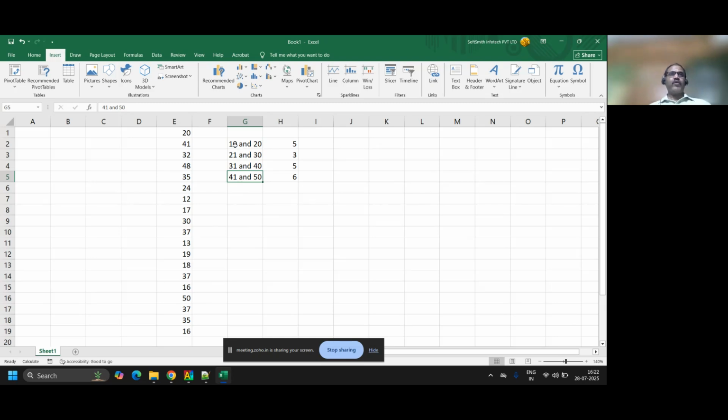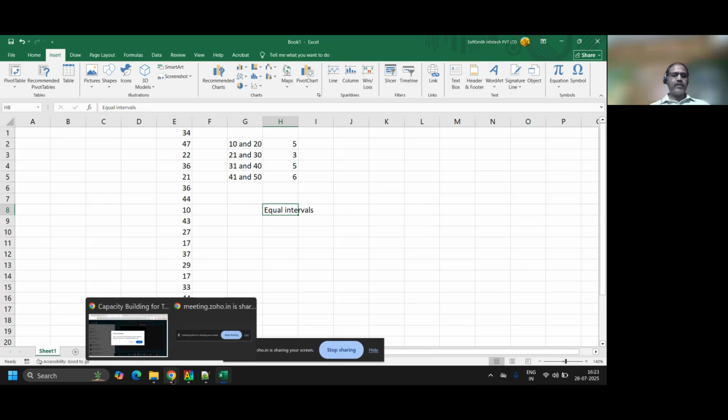Suppose I want to group 10 to 30 in one bucket, 31 to 45 in another bucket, 45 to 50 in another bucket. That is called unequal buckets or unequal intervals. So when you talk about histograms, you will talk about equal intervals, right? It is better to have equal intervals. In some cases, you will also have unequal intervals. Now, I'm coming back to this.